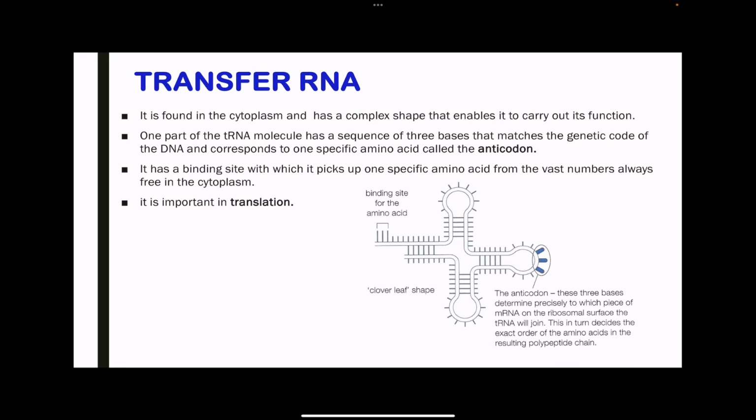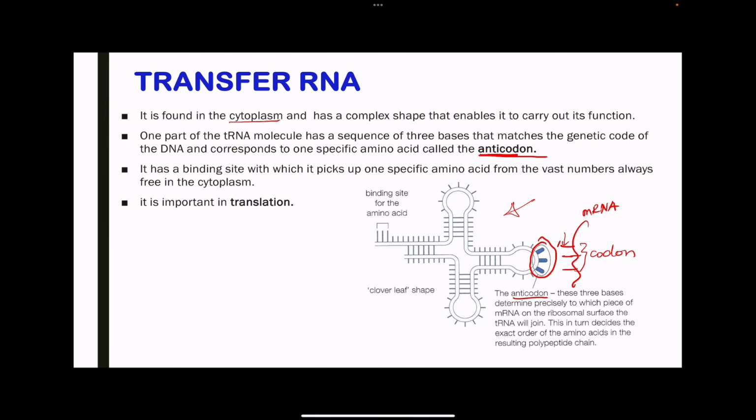The next type of RNA is transfer RNA. This is involved in the formation of the polypeptide. So this transfer RNA is going to be found in the cytoplasm, and it has a specific shape that is different, as you can see here. One part of the transfer RNA has a sequence of 3 bases that match the genetic code. We call this the anticodon. This anticodon is what is going to bind on the codon of messenger RNA. If this is messenger RNA that comes onto the ribosome, these 3 bases here are going to be the codon. So the anticodon and the codon have to be complementary.